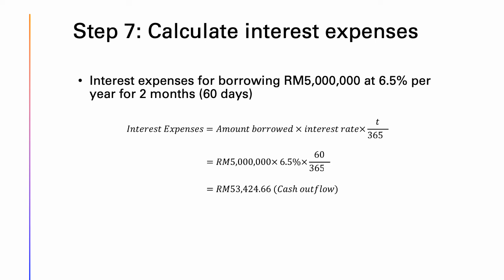Step number 7, calculate interest expenses. So interest expenses for borrowing RM5 million at 6.5% per year for 2 months, which is 60 days. The formula is interest expenses equals amount borrowed times interest rate times T divided by 365. So RM5 million times 6.5% times 60 divided by 365. So you get RM53,424.66. So interest expenses is cash outflow.